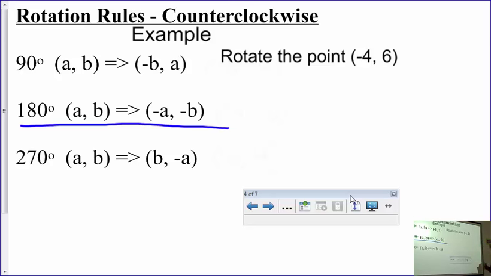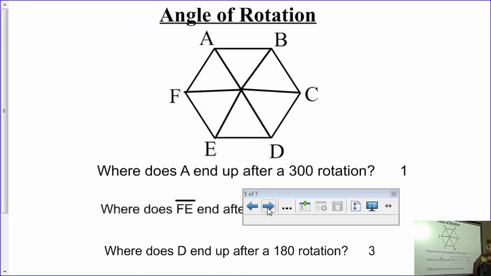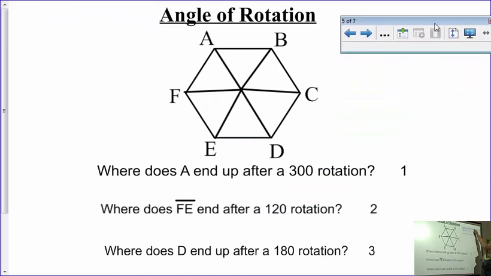Okay, so (-4, 6) for 90 degrees is going to become, well, b becomes first and switches places, so this is going to become (-6, -4). The next one, (a, b), is going to become (-a, -b), which will become (4, -6). And then this one, 270 degrees counterclockwise, we're going to end up with (6, 4). So hopefully we came up with the same answers. All right, let's talk about angles of rotation.